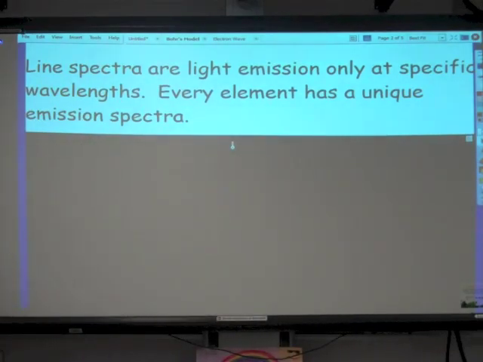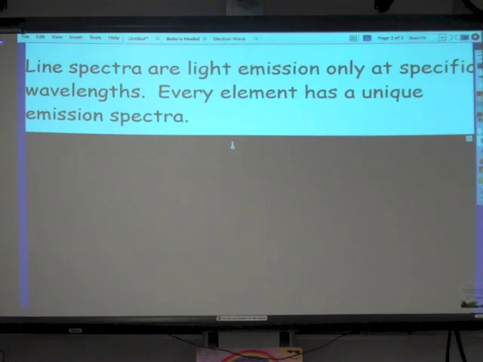Opposed to that is something called the line spectra. And that consists of emissions of visible light only at specific wavelengths. So only specific wavelengths of light are given off, and those don't come out as a full continuous spectrum, but come out as particular lines at a particular wavelength.